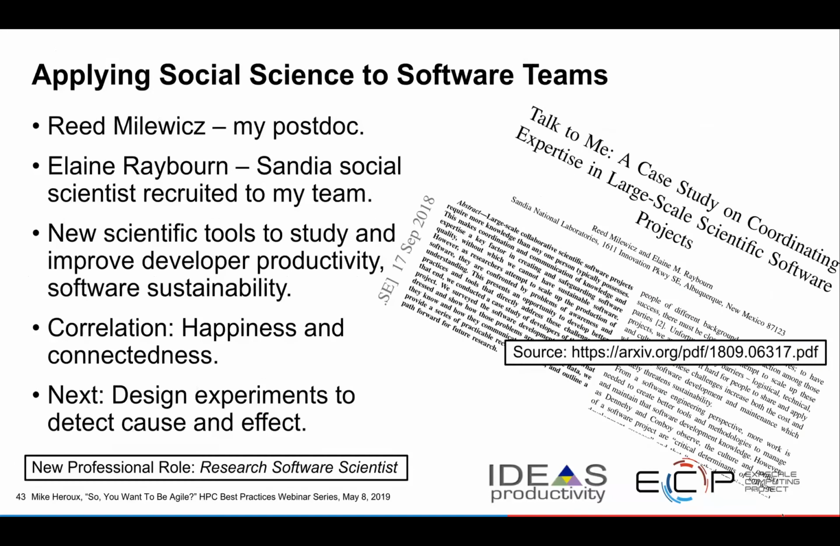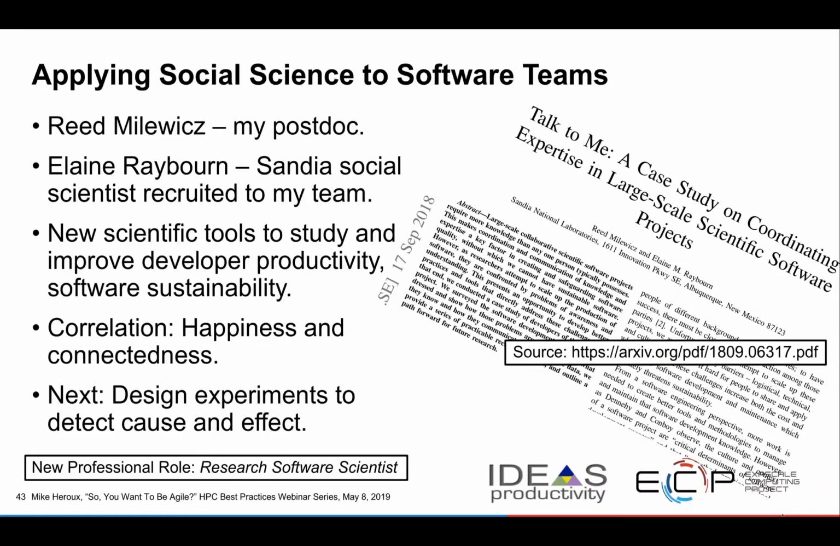An example of applying science to software teams is a recent paper done by a postdoc of mine, Reed Milovitz, and Elaine Rayburn, a colleague, a social scientist. They're using essentially social science techniques, data gathering, and analysis, to create correlation between things like happiness and connectedness. That's one of the outcomes from this paper. And then as a science, once you see correlation, that's not cause and effect, but you would design experiments to try to detect cause and effect.